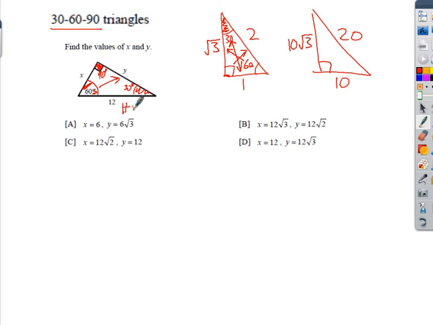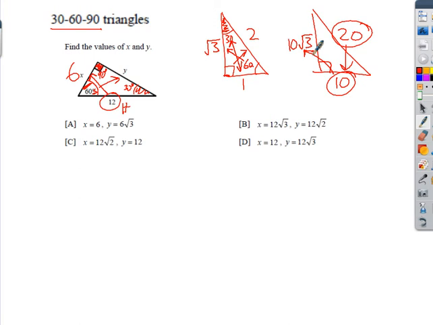Over here, the hypotenuse was 20. That made the short side 10. Okay? If this one's 12, that makes the short side, that's right, 6. Now, if the short side was 10, then the long side was what we say 10 on the square root of 3, or 10 radical 3. It means 10 times the square root of 3.